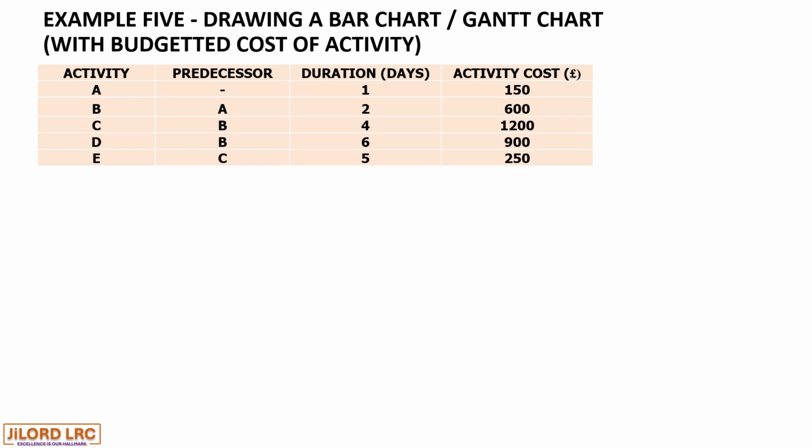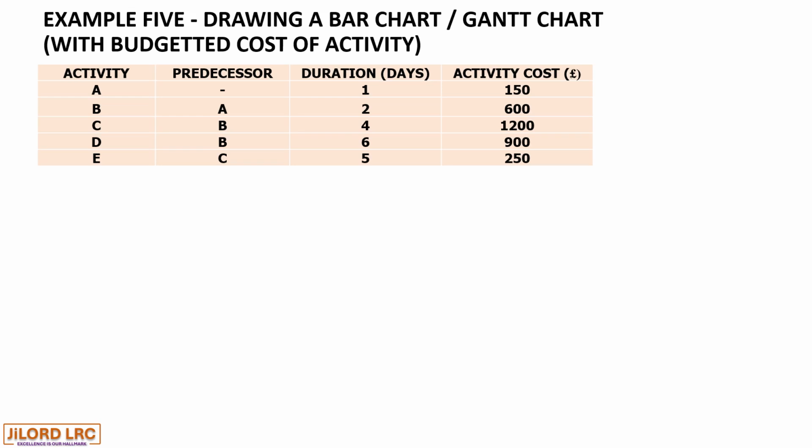Activity C, with a predecessor of B, with a duration of 4 days, has a total activity cost of 1200. And this also implies that day 1 of activity C is 300, day 2 is 300, day 3 is 300, and day 4 is another 300, adding up to 1200.